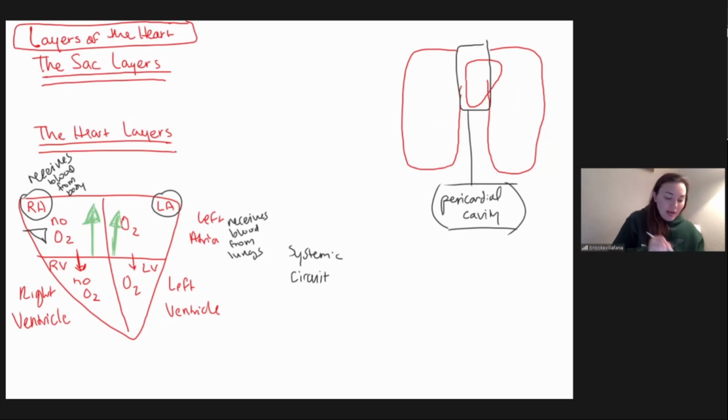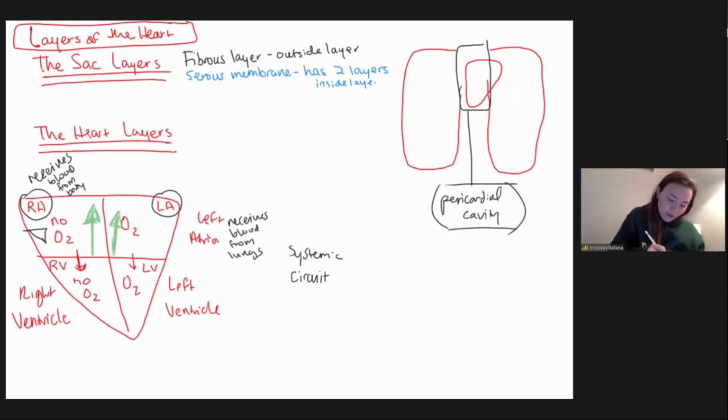Okay, so for the sac, remember that the layers around the heart, we have the sac layers, which is composed of 2 layers and then one has a sublayer. So the outermost layer of the heart is called the fibrous layer, and this is the outside layer. And then our next layer is the serous membrane. And the serous membrane has 2 layers. It's the inside layer and it has 2 layers. So I'm going to do it like this, an A and a B, okay?